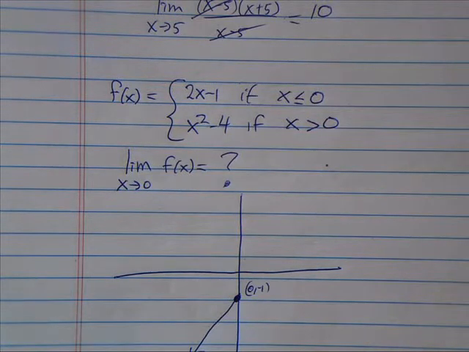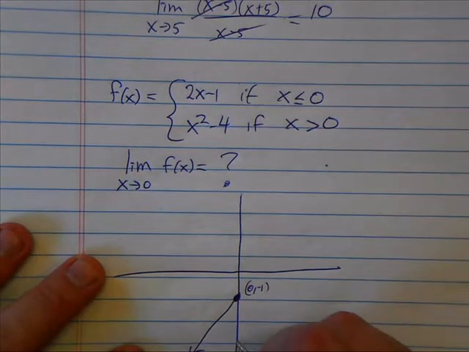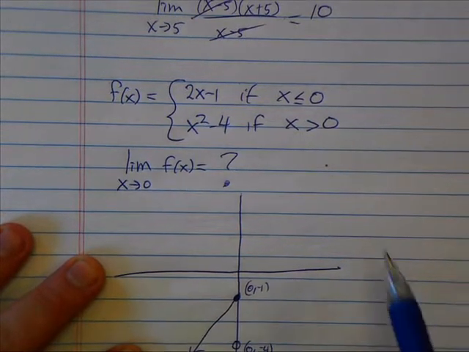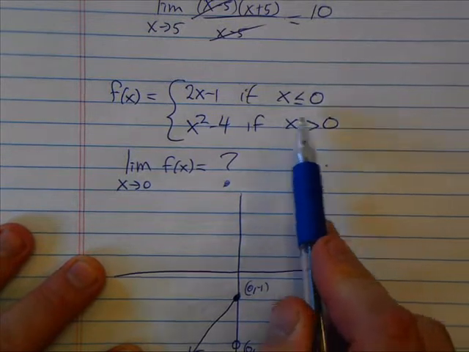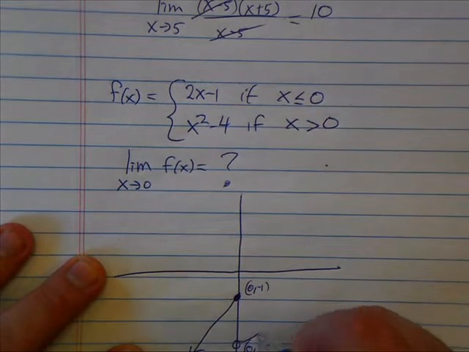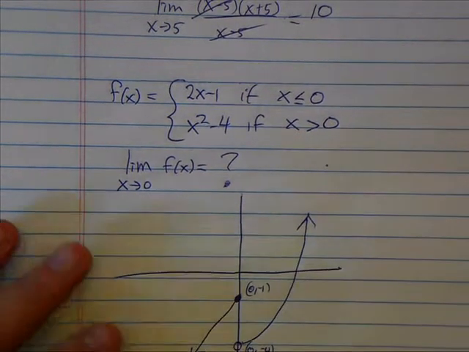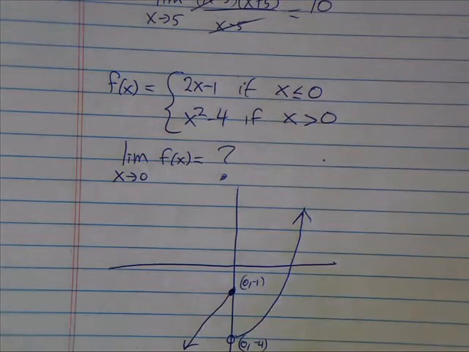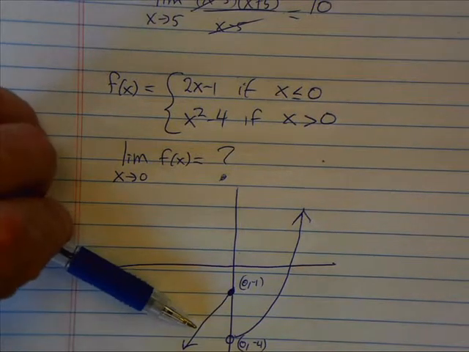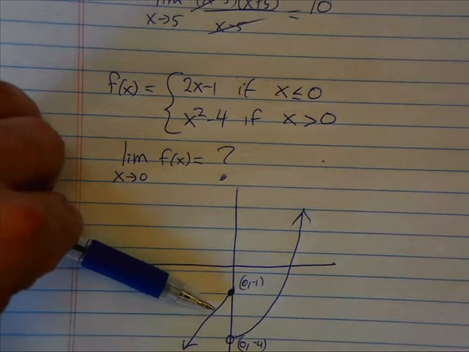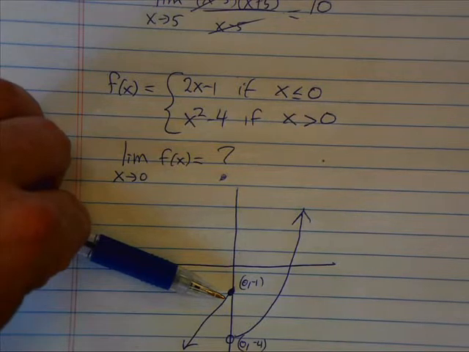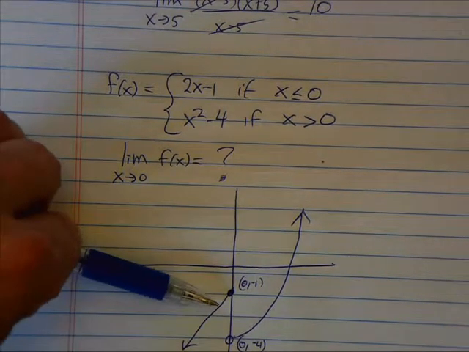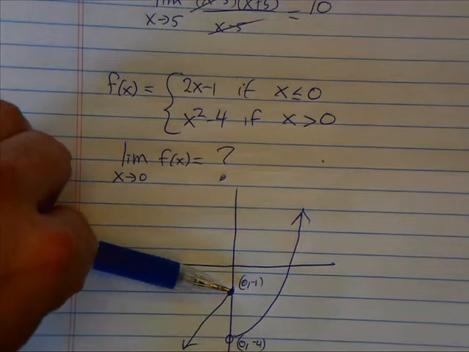It's a parabola. The y-intercept is (0, -4). But again, I don't really want the whole parabola. I only want the parabola when x is bigger than 0. So I really only want half of the parabola. So what's happening as I get close to 0? If I get close to 0, but I'm less than 0, I'm coming this way, and my y values are getting close to -1. My x is getting close to 0, my y is getting close to -1.